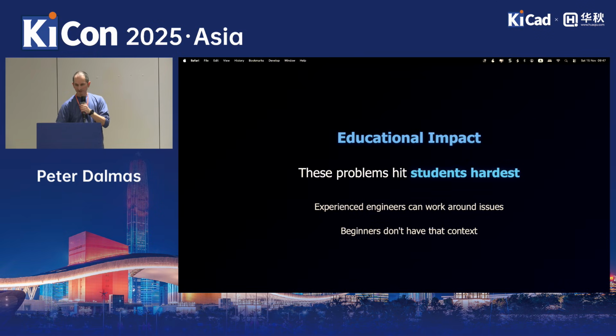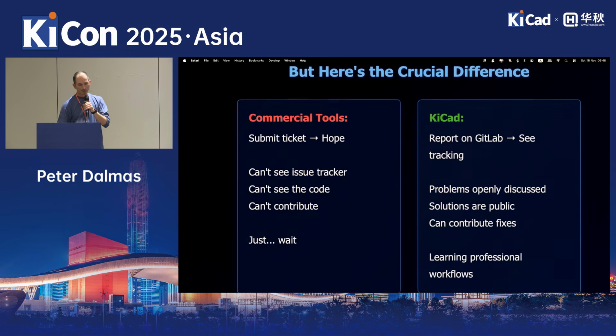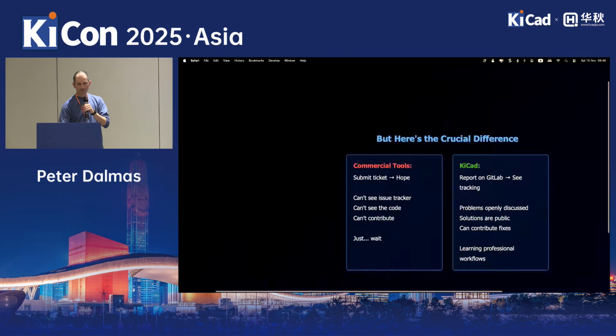So I'm going to start to wrap it up now. Let's talk about the educational impact. I've already mentioned that most of these issues hit students the worst because they don't have the context that more experienced engineers have. So I was thinking, what can I do to help my students deal with those issues when they hit them? More about that in a moment.